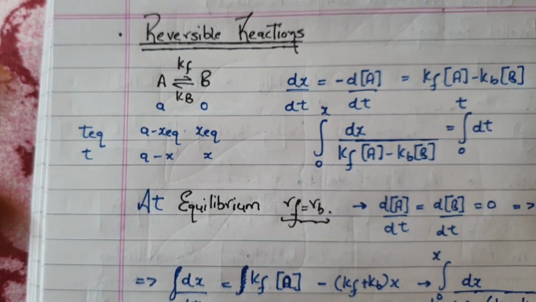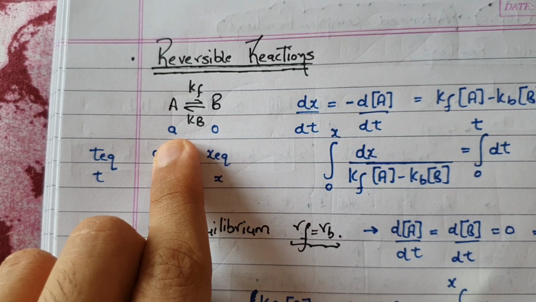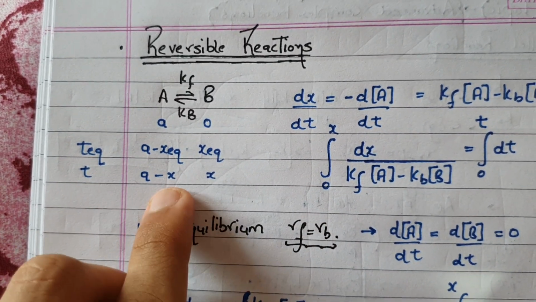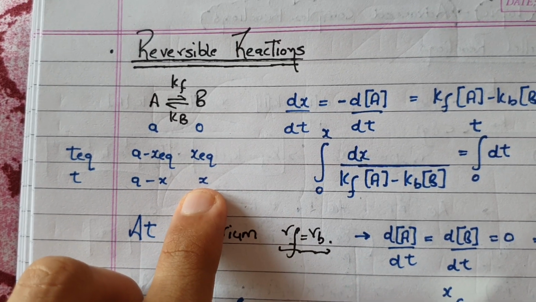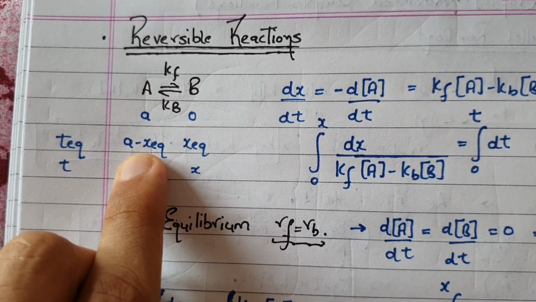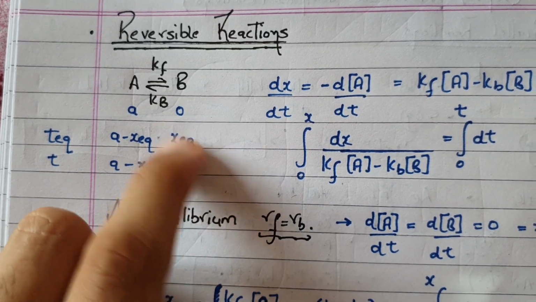Initially we have a moles of A and 0 moles of B. At a time t we have a minus x moles of A and x moles of B, and at equilibrium we have a minus x equilibrium moles of A and x equilibrium moles of B.